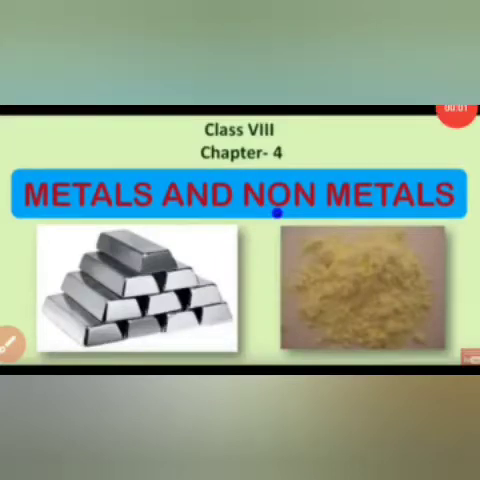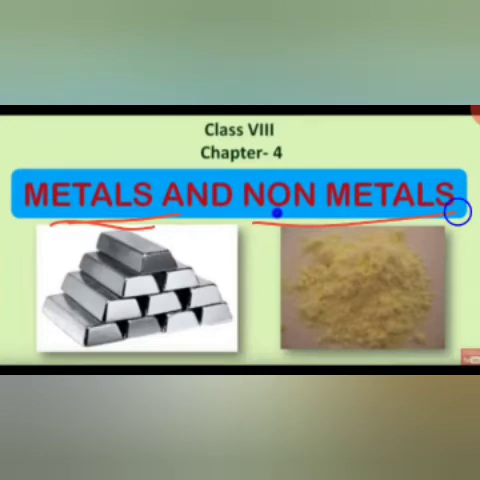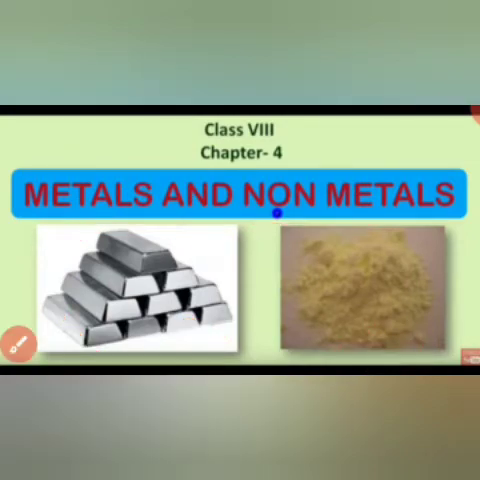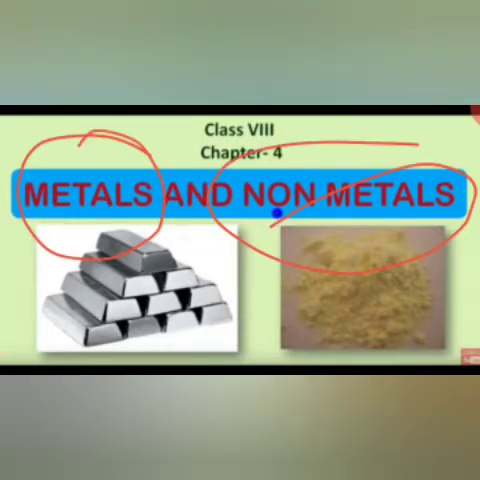Hello students, in this video I will discuss the fourth chapter of your Science NCERT book, that is Metals and Non-metals. Here are two pictures in which you might be able to see things which are totally hard, and this is totally soft. What this describes we will discuss in the chapter. Basically we have to go through the properties of metals and non-metals in this chapter.